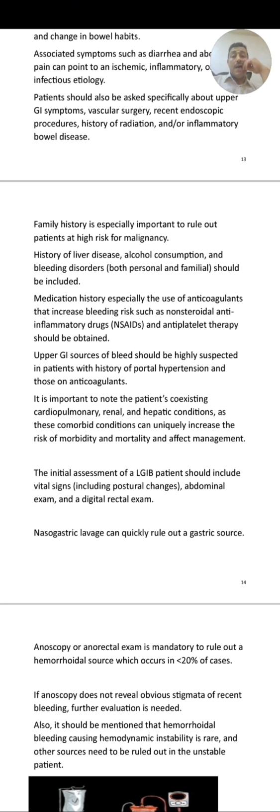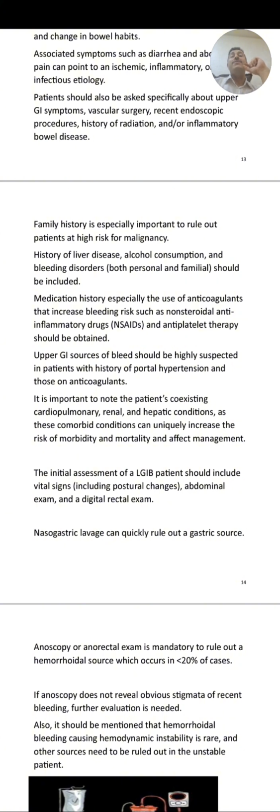This is about how we are going to initially manage a similar patient. As initial assessment, if we are talking about lower GI bleeding, we have to rule out upper GI bleeding, and this is simply done by using a nasogastric tube and some kind of lavage. This will rule out an upper GI source. This is the initial management. We just started the management of the patient.